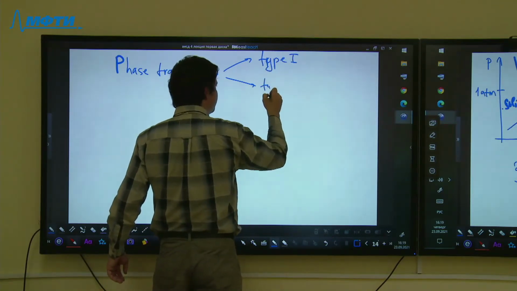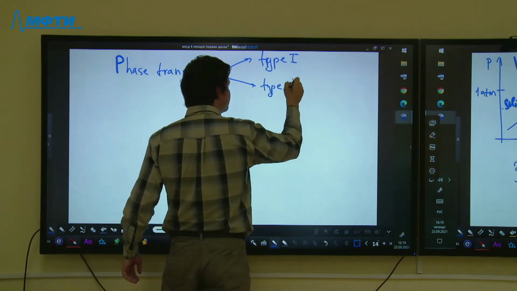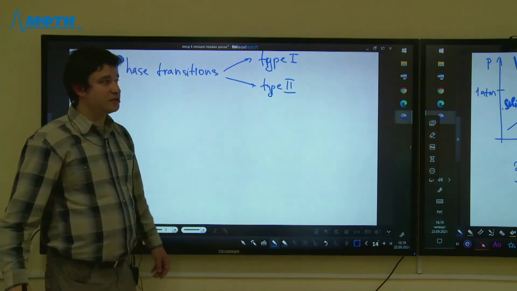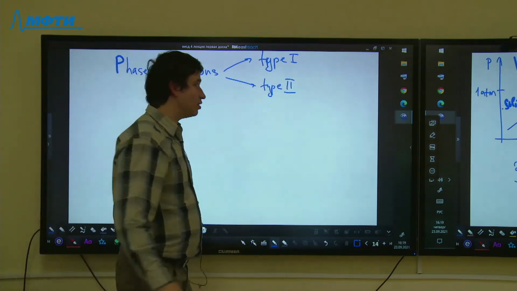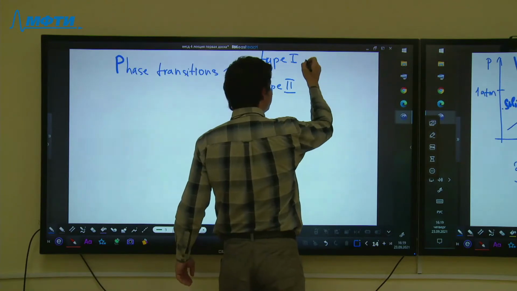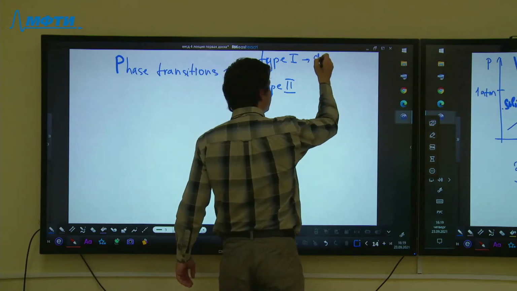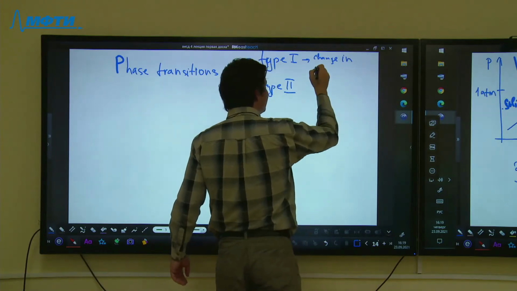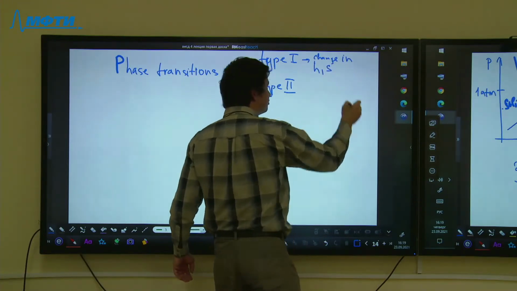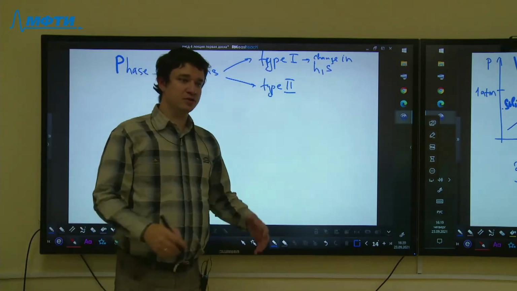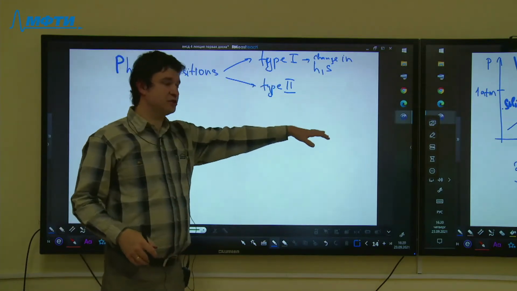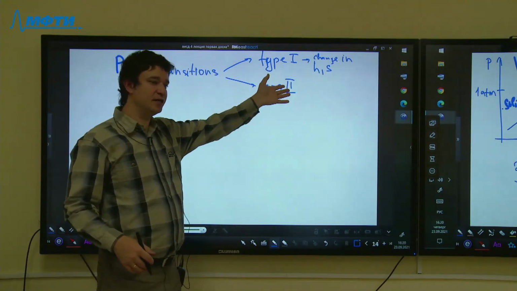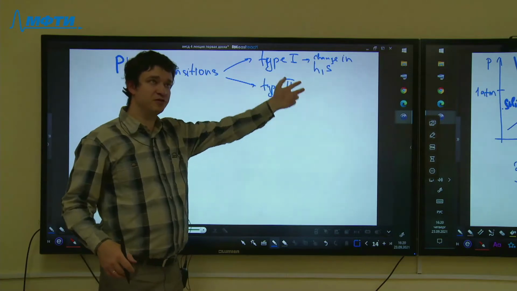So these are type 1 and type 2 phase transitions. In a type 1 phase transition, you have an abrupt change in enthalpy and entropy. So in these phase transitions, you need to supply some heat in order to enforce this phase transition.